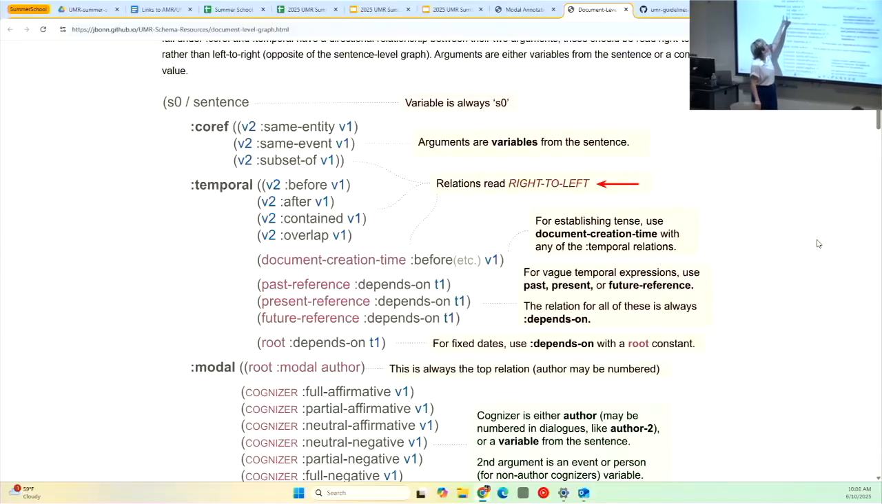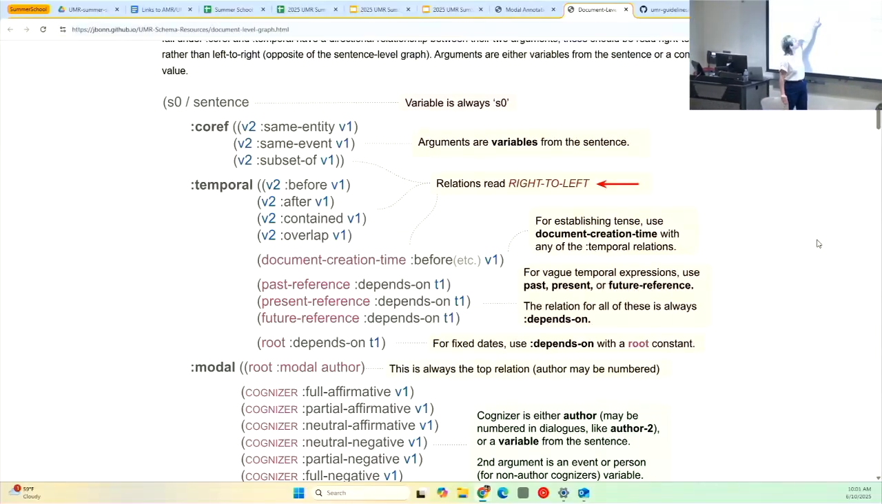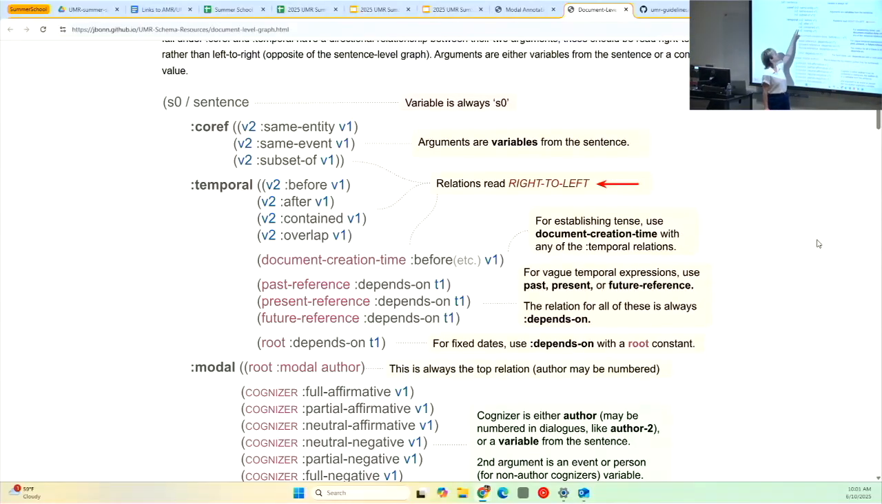So those, it doesn't matter what order, but for subset of, the parent, no, let's see. So V1 is the member and V2 is the set. And it's the same with temporal. So before and after and contained are the ones where it matters. So V1 is contained in V2. V1 is after V2.